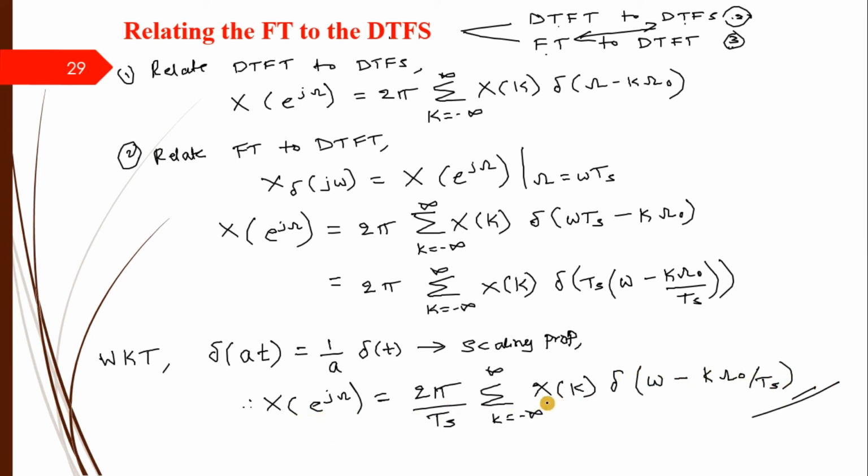This is DTFS, and actually I should have written it differently. I have substituted x delta of j omega is equal to capital X of e raised to j omega. I have substituted it already, in place of omega equal to small omega ts. I should have written it as x delta of j omega. So this is the FT coefficient, this is the DTFS coefficient. So these two are the coefficients.